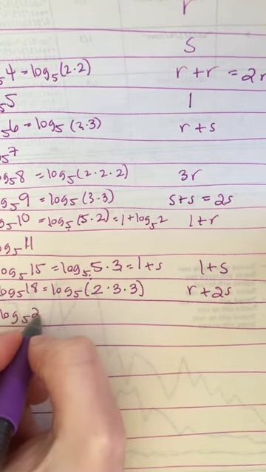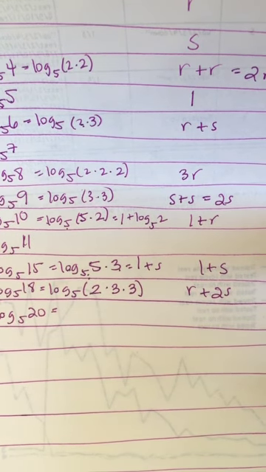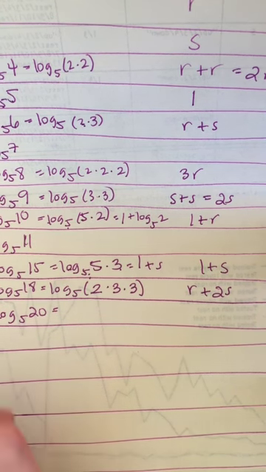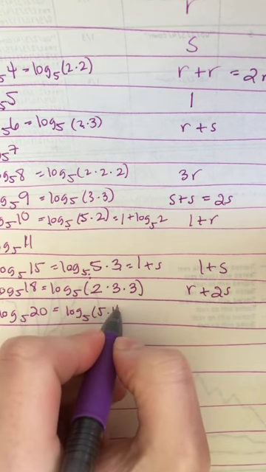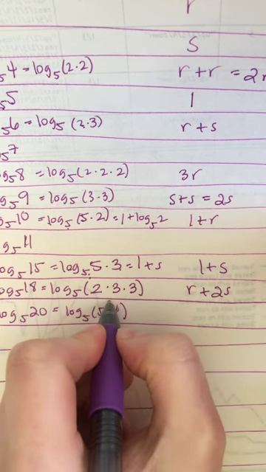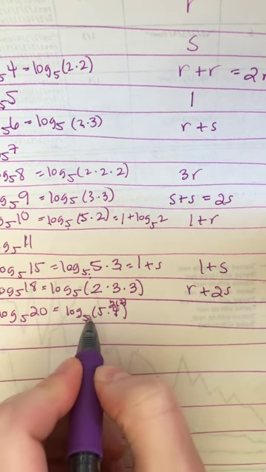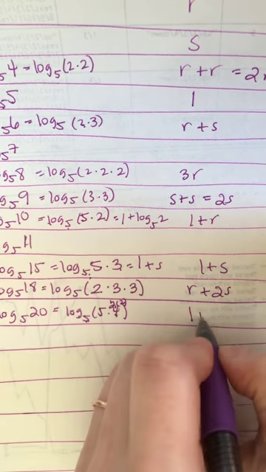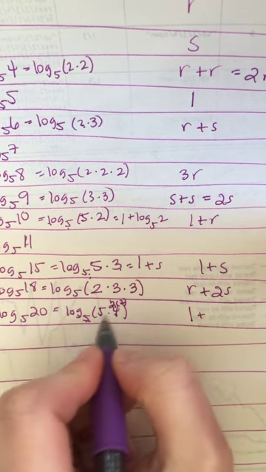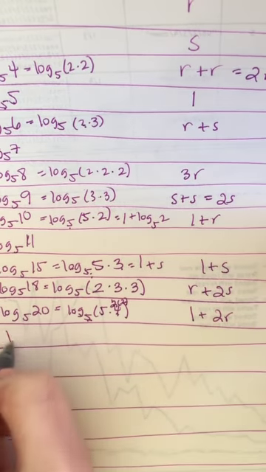Log base 5 of 20. So before, in example 1, we used base 10, and we broke 20 down into 2 times 10. Now I'm going to break 20 down into 5 times 4, but this 4 is also 2 times 2, so log base 5 of 5 is 1. Log base 5 of 2 is R. Log base 5 of 2 is also R, so it's 1 plus 2R.